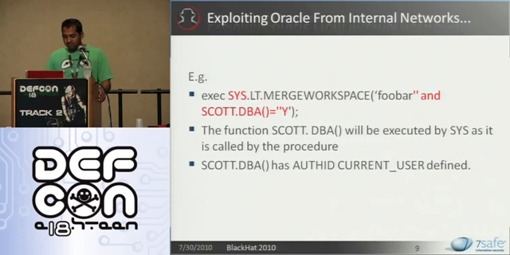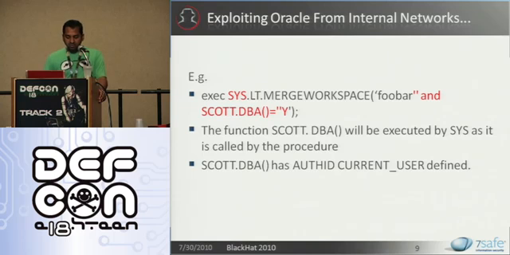For example, this was one such procedure which was available for public and was patched by Oracle, I think, a year ago. sys.lt.merge workspace was one such procedure. So you inject into it the string semicolon and scott.dba is equal to y. So essentially, the function scott.dba, which you created, then executes with the privileges of sys. Hence, the user Scott ends up with the DBA privileges.